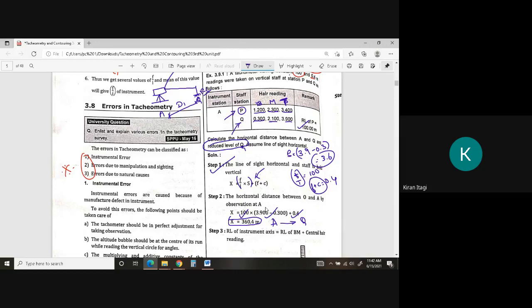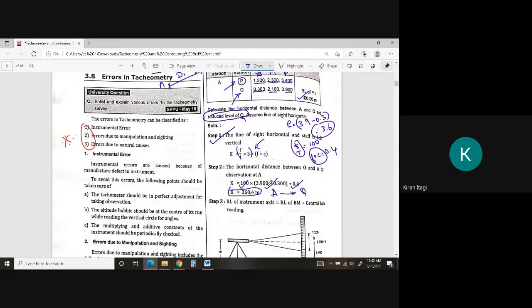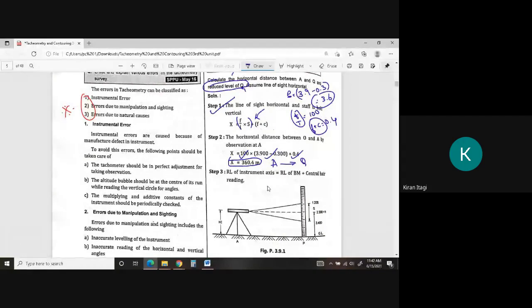Now he is asking for the RL at Q. Here we have RL of instrument axis equals RL of the benchmark plus central hair reading. How much do we have? The RL he has given is 100, plus the central hair reading of 2.3, which equals 102.3 meters, as you did in the very first unit.